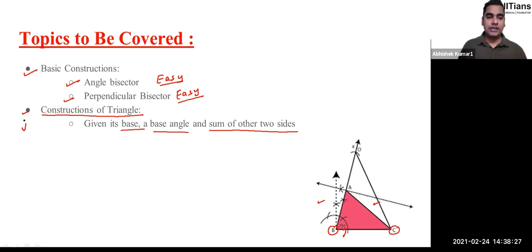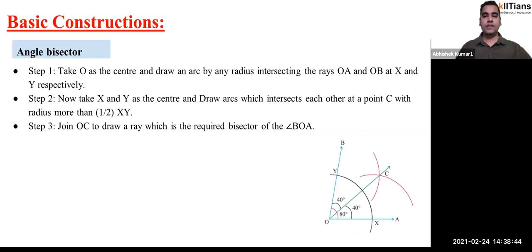And the second topic is an important topic. The first topic is an easy topic, and it has two subtopics in it. The second topic is important from the point of view of your examination, but overall this chapter is quite easy. So first we have basic construction, and in basic construction the first topic is the angle bisector, how it can be drawn. Super easy, just remain attentive while I explain this topic to you.